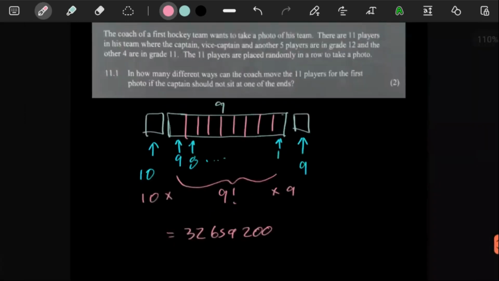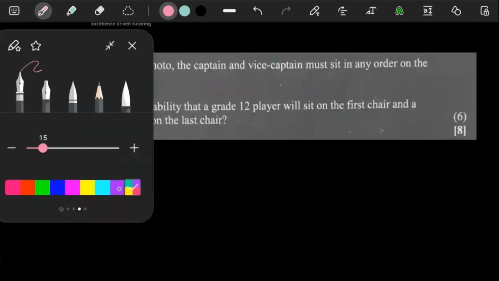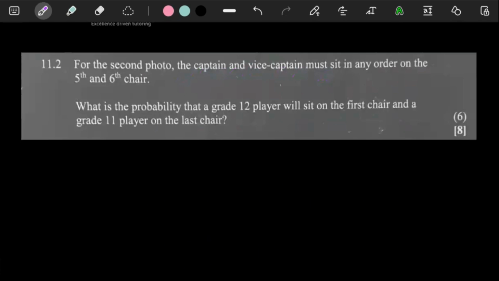You see. The next one says 6 marks. For the second photo, the captain and vice captain must sit on either end of the 5th and 6th chair. What is the probability that a grade 12 learner will sit on the first chair and a grade 11 player on the last chair? Whoa, this question is just so crazy.